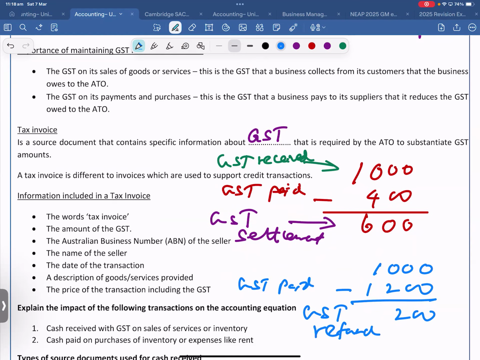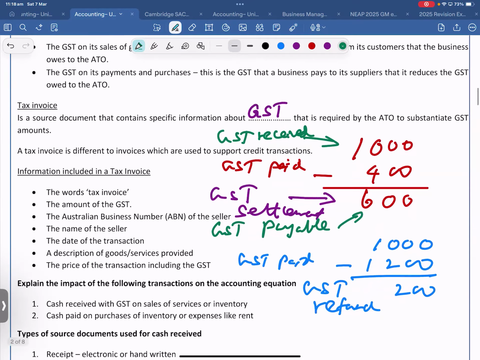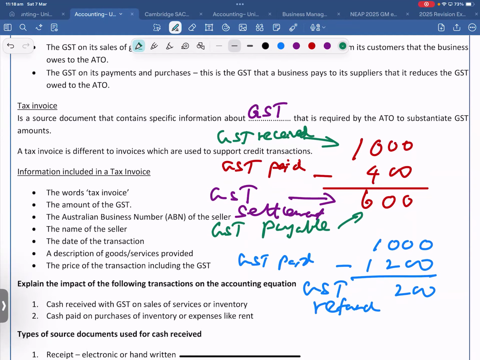Before you pay it, this 600 will be GST payable. But by the time we pay it, we call it GST settlement. On the other hand, this GST refund, before you receive it in cash from the ATO, you call GST receivable. Why? Because we overpaid 200, which we should be receiving eventually.